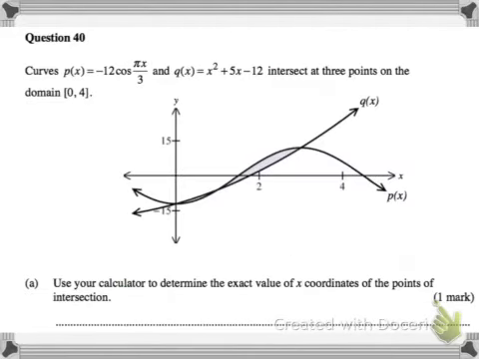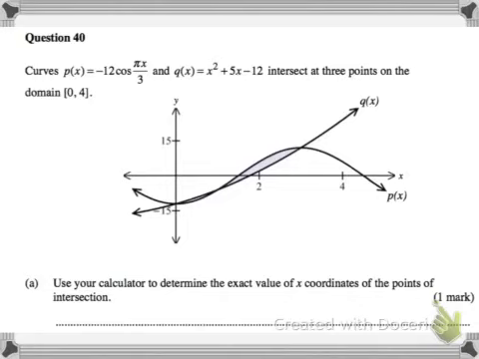Okay, we've got two curves here: negative 12 cos(πx/3) and x squared plus 5x minus 12. And we've got the domain here 0 to 4. It says use your calculator to determine the exact value of the x coordinates of the points of intersection.